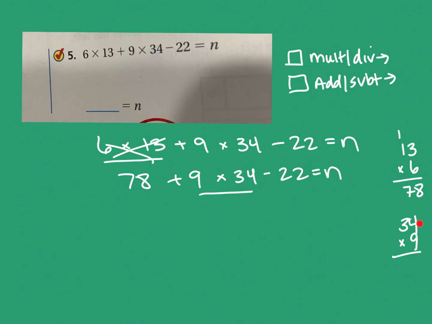This is 30 plus 4. I'll do the 9 times 4 first. That's 36. That won't fit here. I have to carry it over. 36. And then 9 times 3 is 27, plus this 3 carry over, 28, 29, 30. We got 306 on that. Cross off what you did. Bring down the things that you didn't do yet.